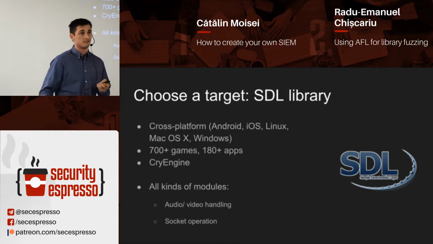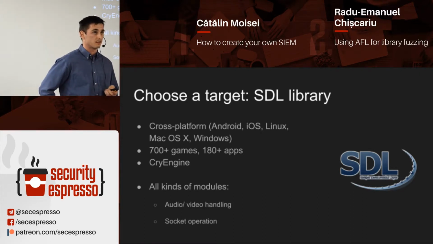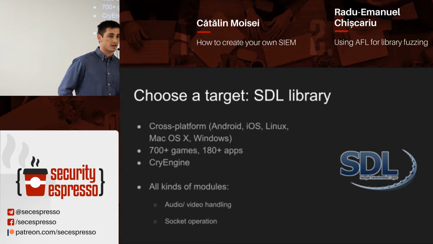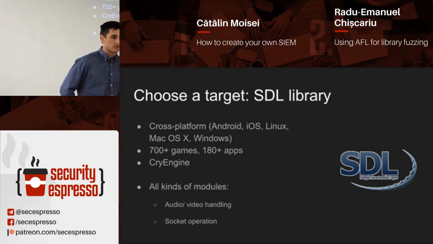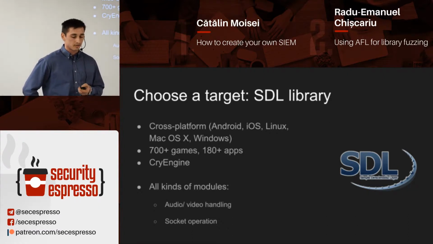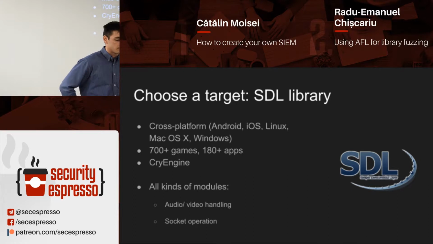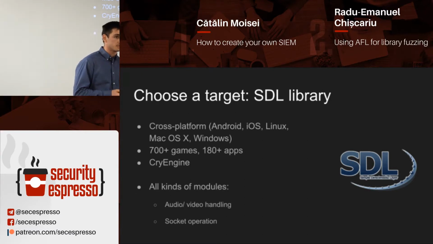This is a very interesting library, because as you can see, it was employed to create games and engines and different kinds of applications. It was actually used for the Cry engine, which, as you might know, was used to create the game Far Cry, for those gamers that are in the room. Also, it has a lot of functionality. You can even handle sockets with this library, so a lot of functionality equals, for security researchers, a lot of things that could go wrong. Let's do that.